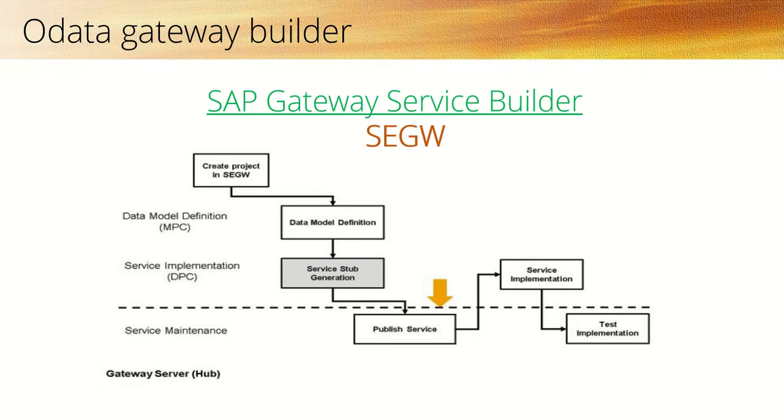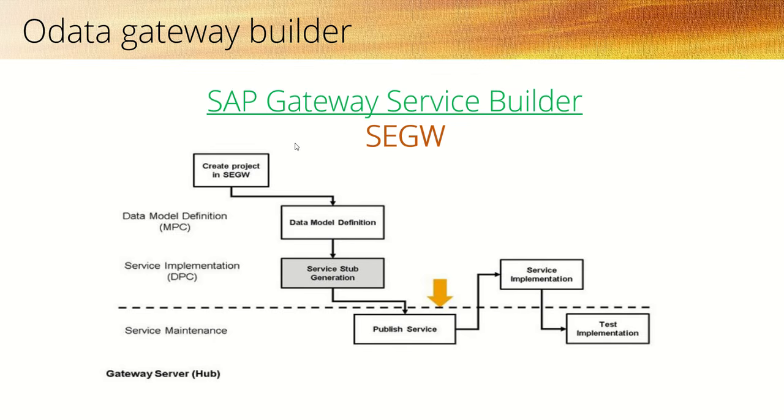Welcome back. Now we'll see about SAP Gateway Service Builder. The transaction code is SEGW. Like for creating a program, we use SE38. For creating a table, we use SE11. Similarly, for development of OData service, we use the transaction code SEGW.